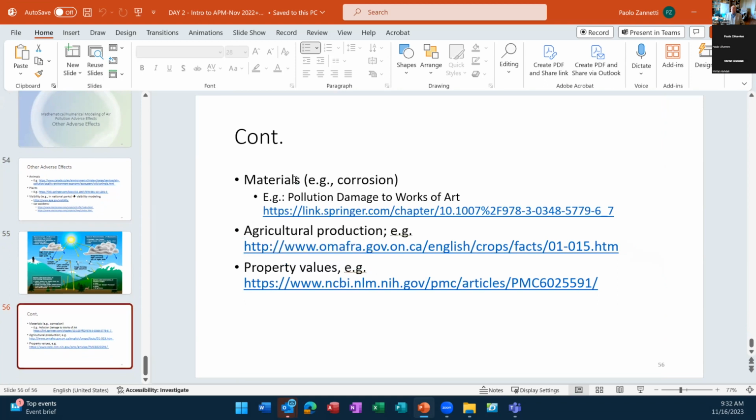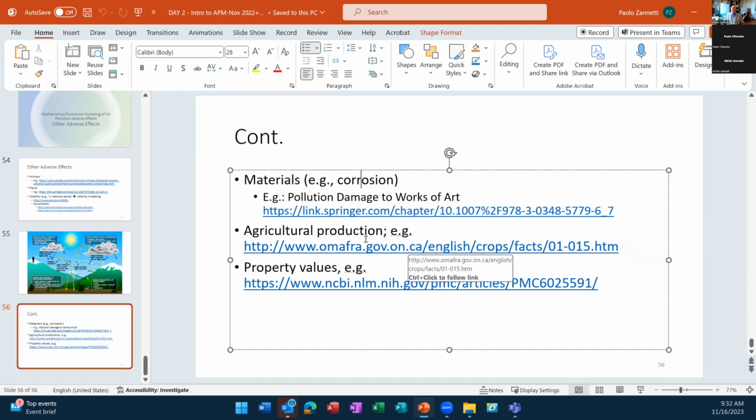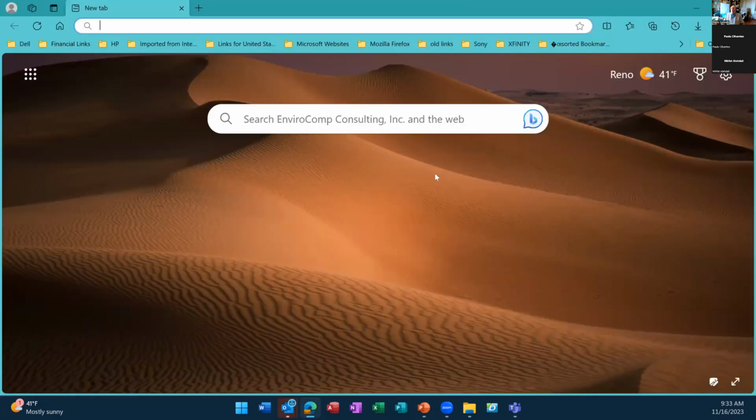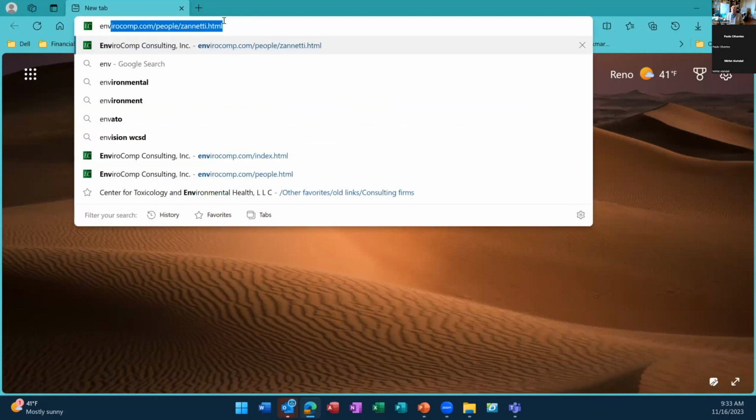Air pollution impacts on materials, corrosion, air pollution impact on works of art. For example, in Venice, Italy, marble and stones have been affected by air pollution. Here there is a pointer. Agricultural production, of course: air pollution may damage the agriculture. And let me show you one of the biggest projects I've done on agricultural damage.